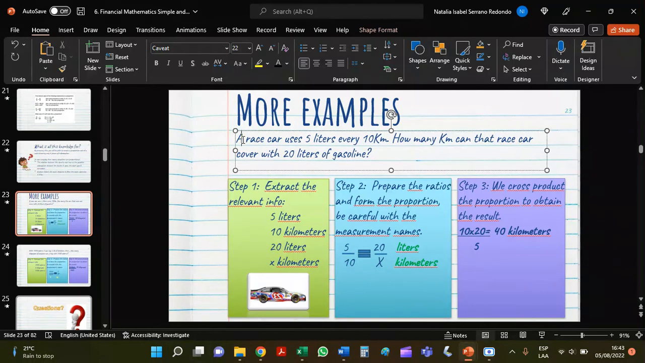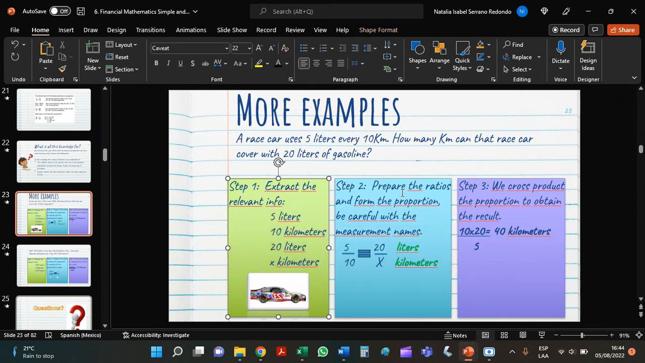A race car uses 5 liters every 10 kilometers. How many kilometers can that race car cover with 20 liters of gasoline? Okay, so we first have to extract the relevant information. We know that there's a race car, we know it runs 10 kilometers on 5 liters, and we have 20 liters, but we don't know how many kilometers it'll cover. This is the relevant information we have.